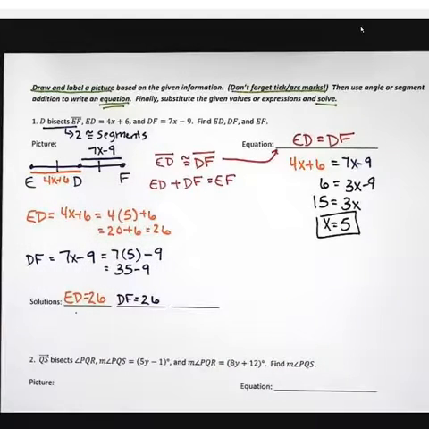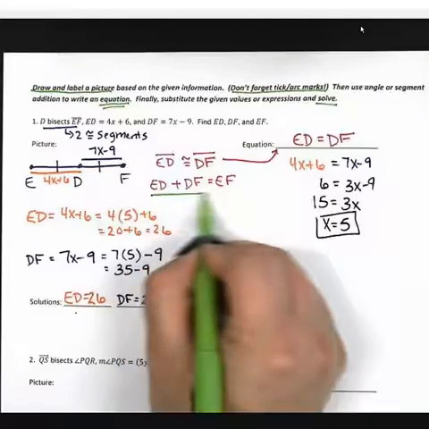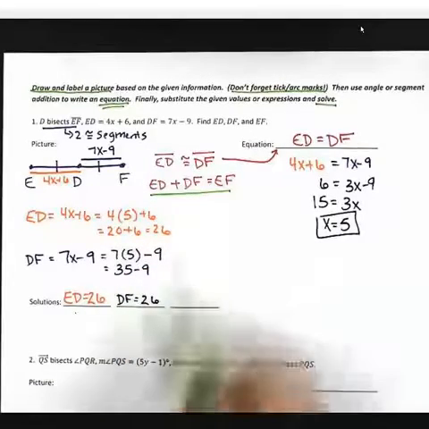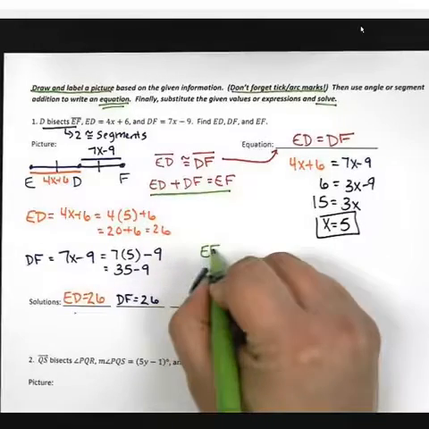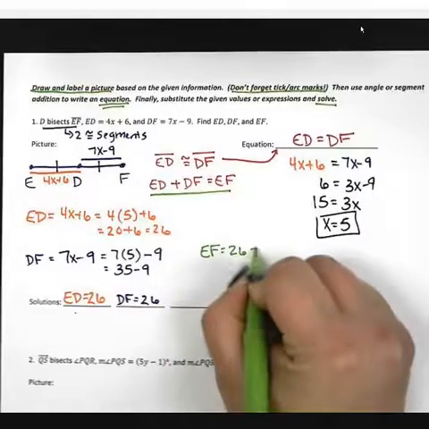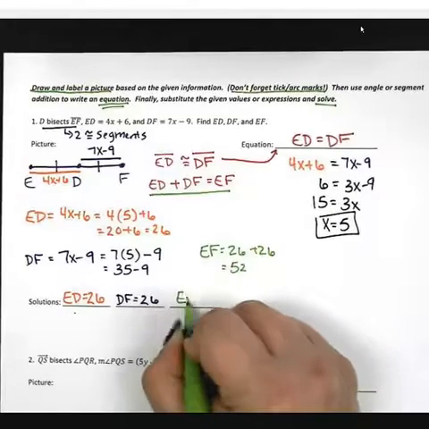All right, then we also need to find segment EF. Well, we already said we could use this equation, that EF is the sum of both of them. So if we add those together, we know that EF is just 26 plus 26. So EF has to be 52.